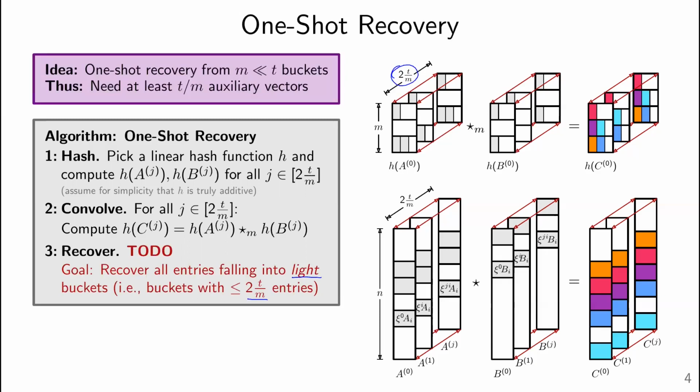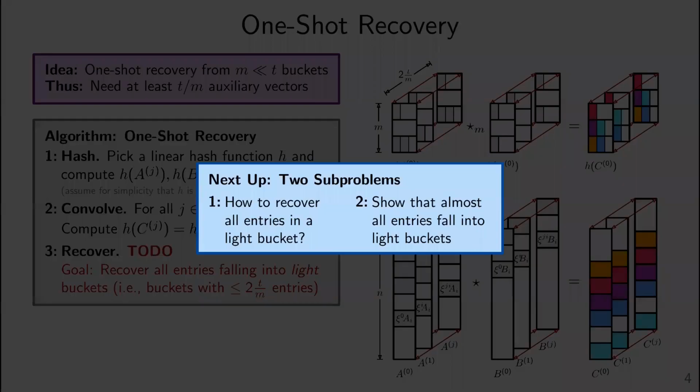Now, however, it's totally unclear how to do this, right? So this is what we'll talk about next. There are in fact 2 problems which we talk about next. The first one is how to implement step 3, so how to recover all entries in the light bucket. And the second one is, even if we can recover all entries in light buckets, what guarantee does the algorithm give us? So can we show that all or at least almost all entries actually fall into light buckets?